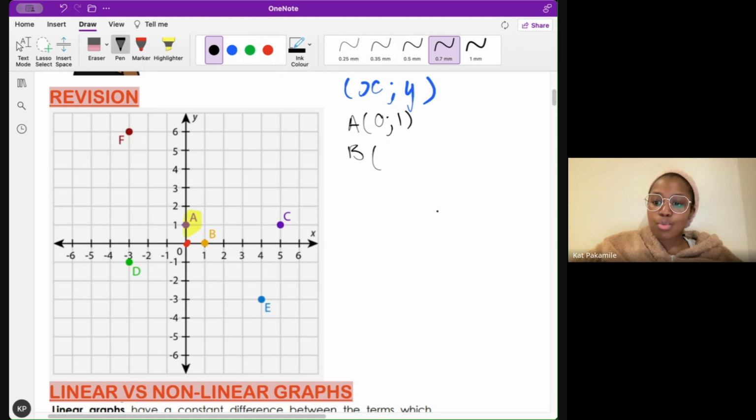My handwriting is still warming up to being back, so just forgive it for today. Let's see the coordinates of B, guys.